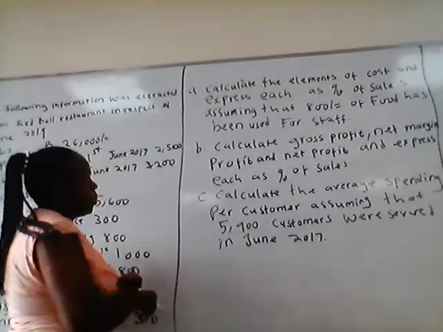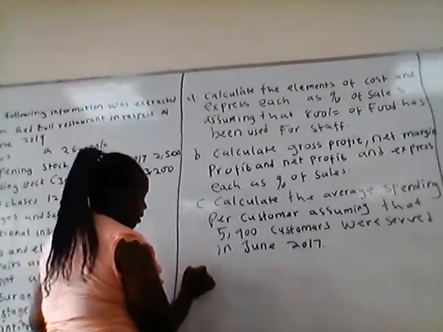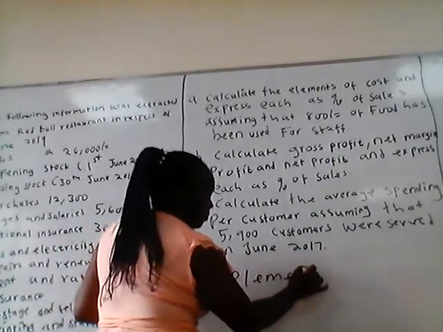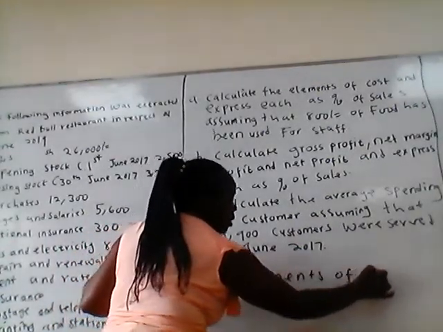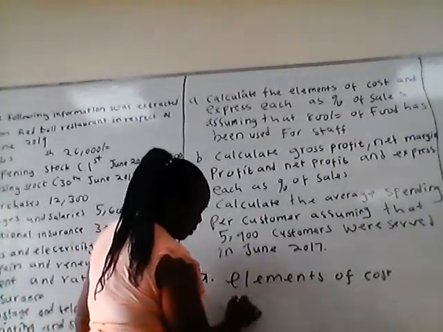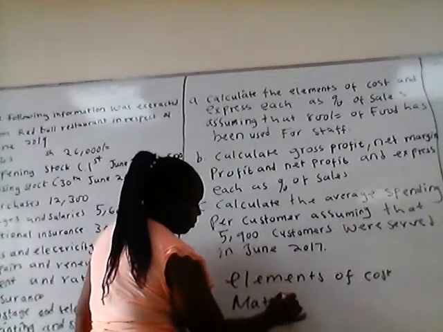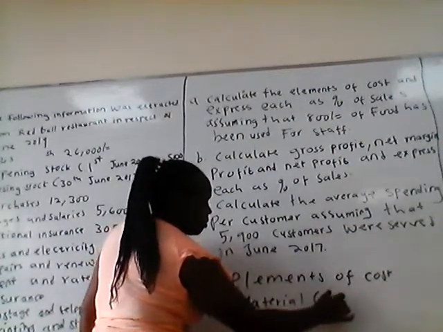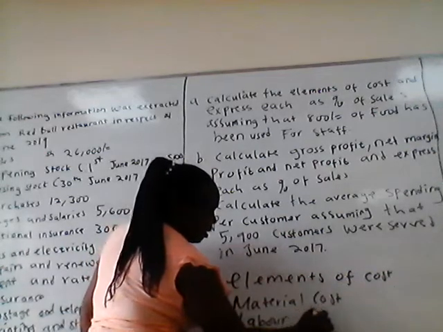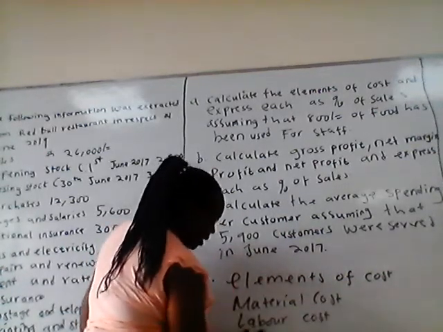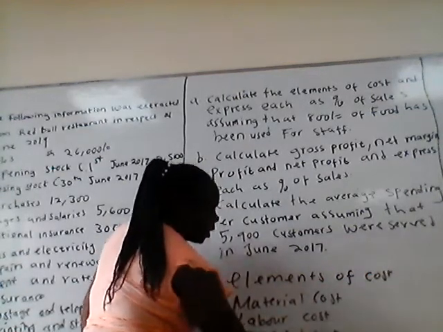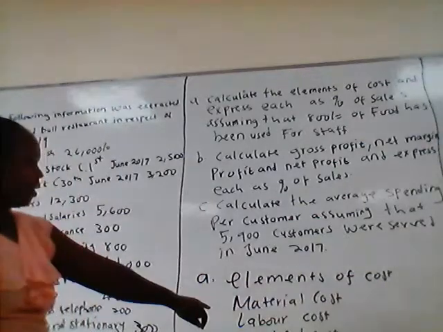Now, what you have to know when you are calculating the elements of cost, number A, is what the elements of cost are. The elements of cost are material cost, labor cost, and overhead cost. Now we are starting to calculate the material cost.